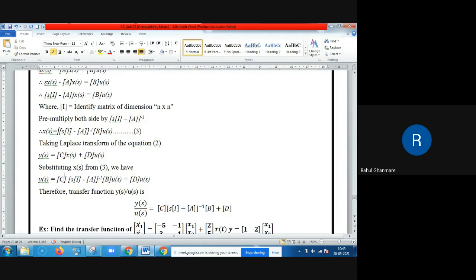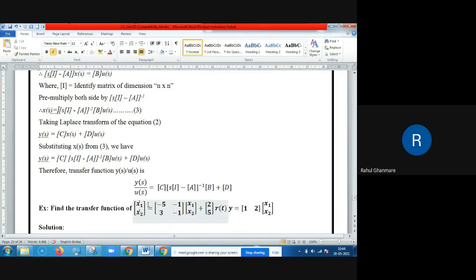Okay, in this way you obtain the transfer function from the state model. You know that in the state model you have all these matrix values, that is, what A is, what B is, what C is, what D is, right? When you put these matrix values in this complete equation, you get the transfer function of that particular state model. So in this way, we are calculating the transfer function. Are you getting my point?